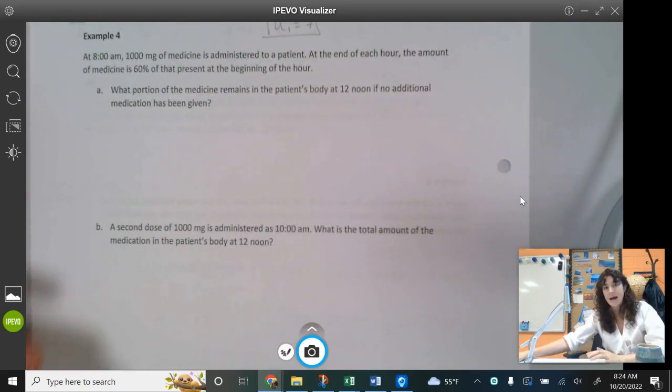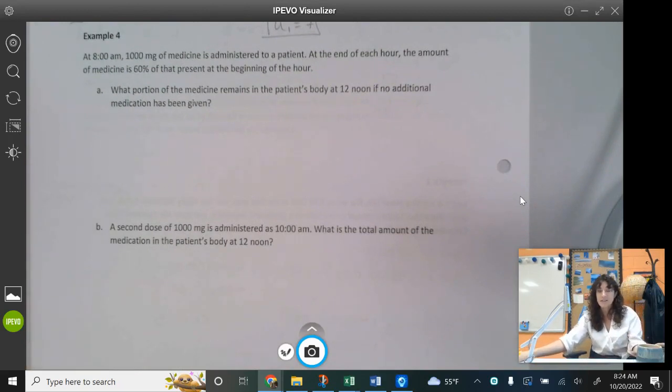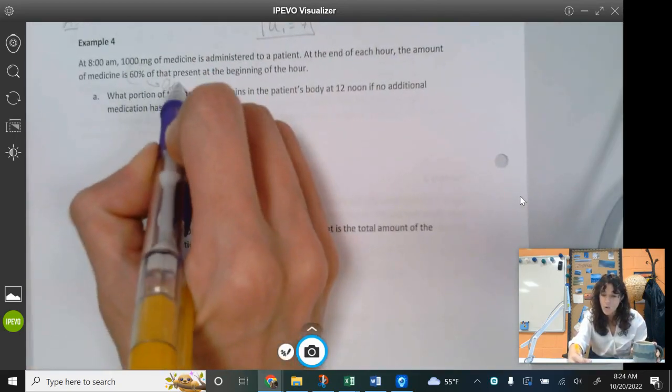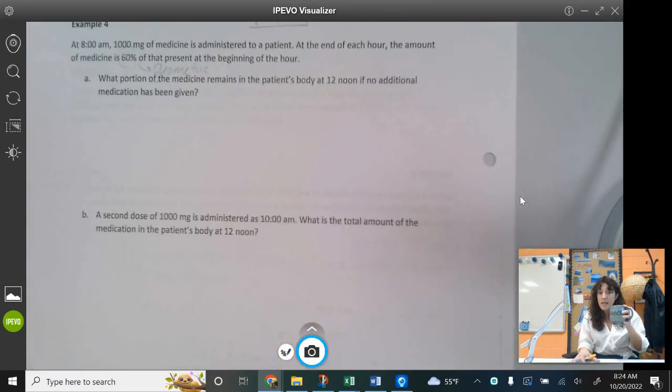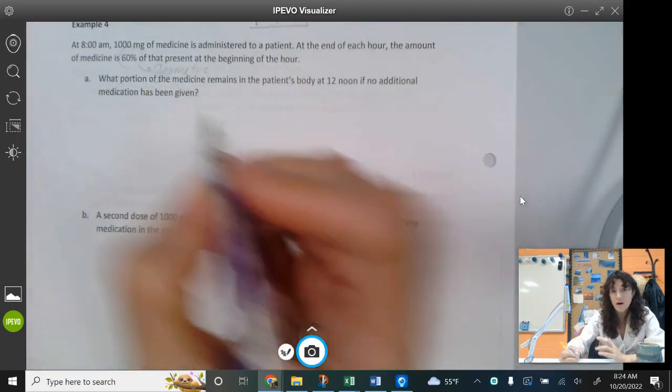Okay, circling back to an applications type of problem. At 8 a.m., 1,000 milligrams of medicine is administered to a patient. At the end of each hour, the amount of medication that's left is 60% of that present at the beginning of the hour. So that percentage change, as we talked about earlier, that always means, hey, that's a geometric sequence. So then it asks what portion of the medicine remains in the patient's body at 12 noon if no additional medicine has been given. So we've got a 60% remaining, which will be our r.